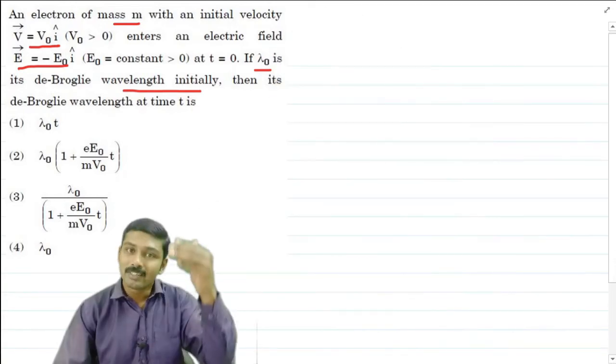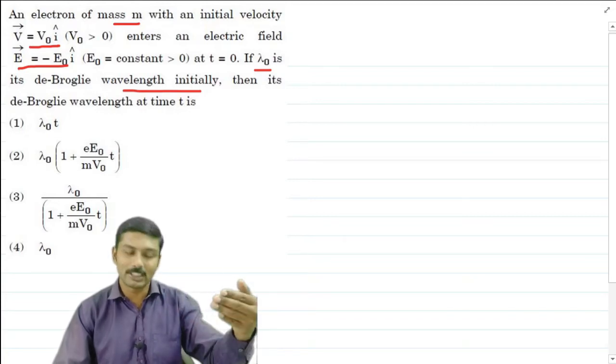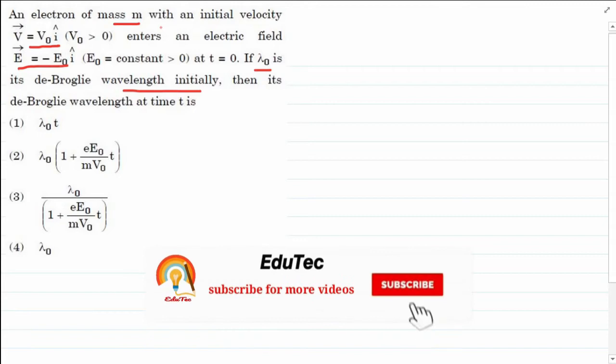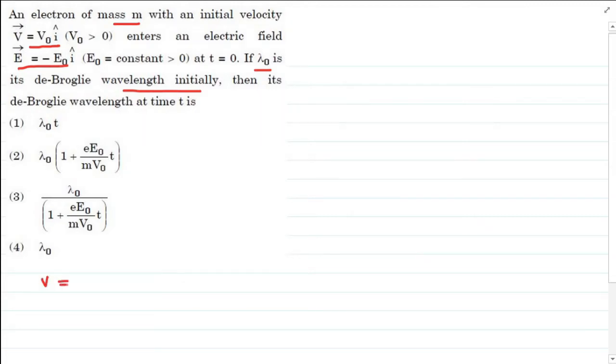Let's write down the initial conditions or the values which are specified in the question. The initial velocity is given as v equal to v naught times i cap, and the electric field is given as E equal to E naught times i cap, but with a negative sign. And then lambda naught is given. What is the lambda naught?